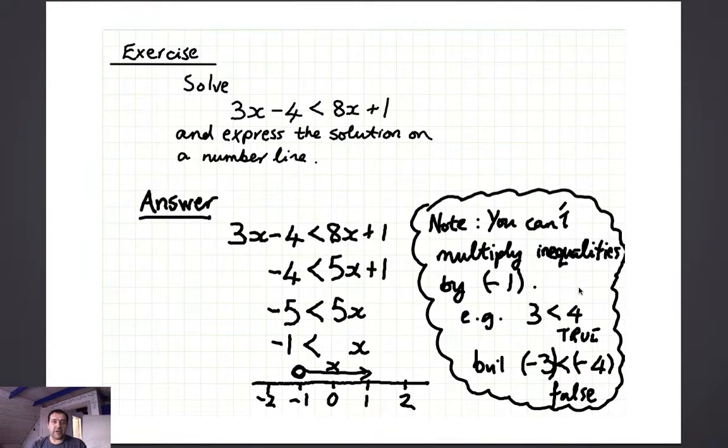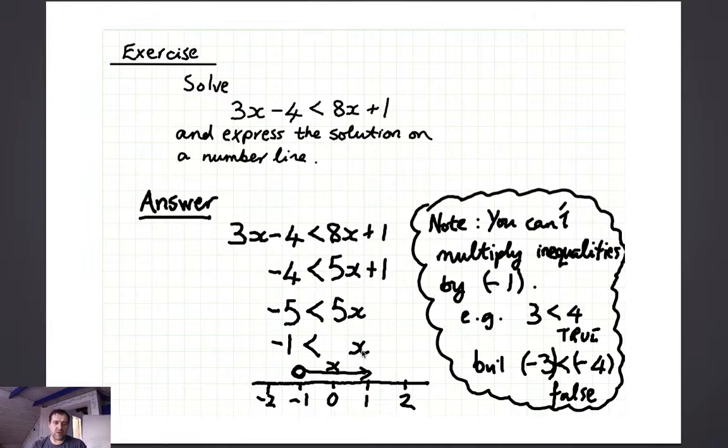And here's another one. Solve 3x minus 4 is less than x plus 1 and express the solution on a number line. Here I've started with 3x minus 4 less than x plus 1. I've taken away x from both sides to get 2x minus 4 is less than 1. Then I've taken away 1 from both sides to get minus 5 is less than 5x, and divided both sides by 5 to get minus 1 is less than x.